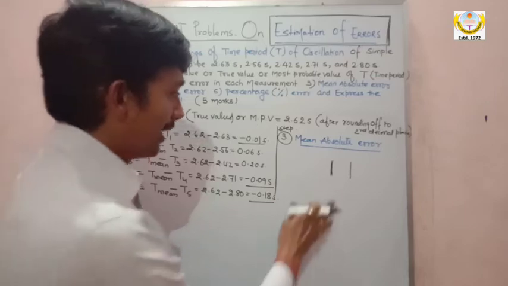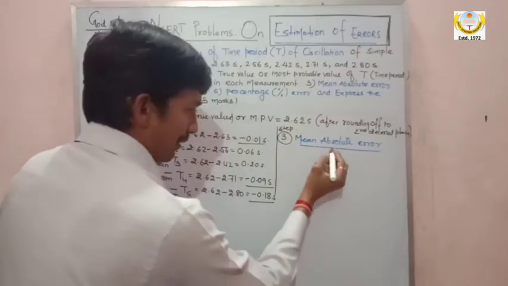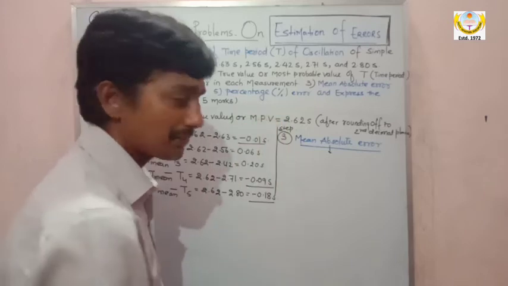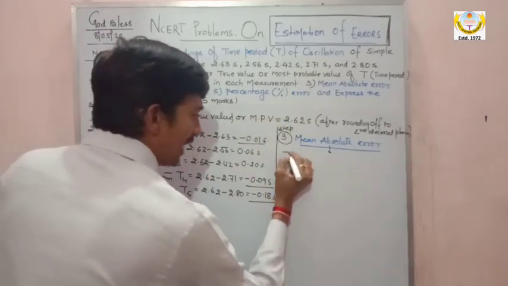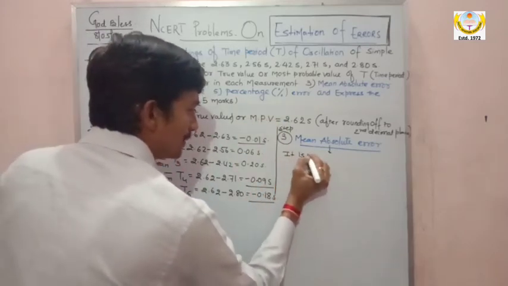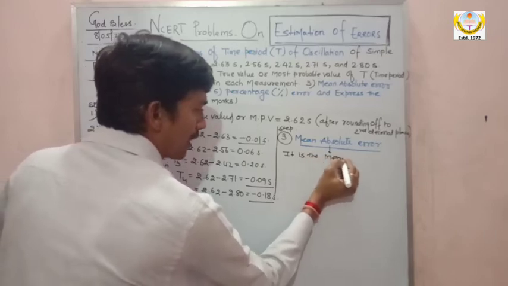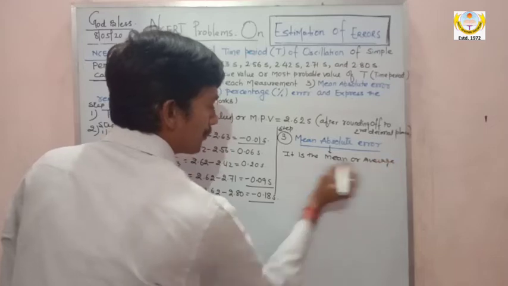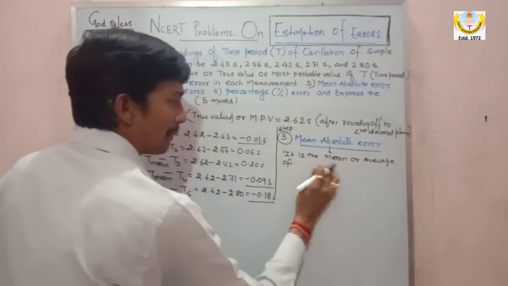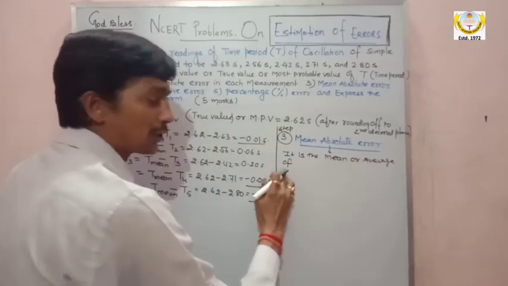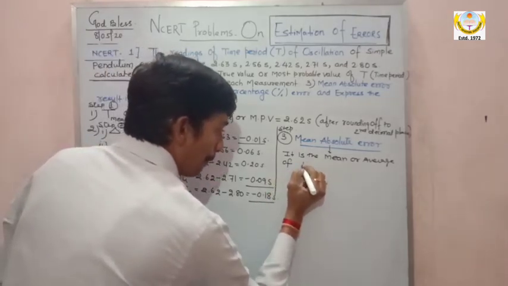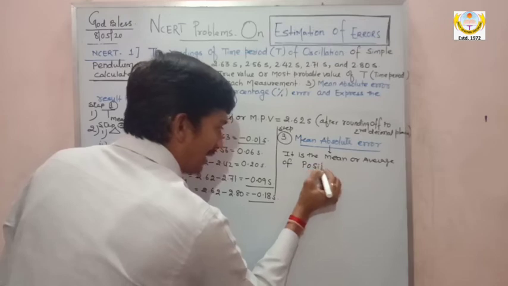So here I will write the definition first. Try to understand, and then look at what I am doing. It is the mean or average of positive magnitude.